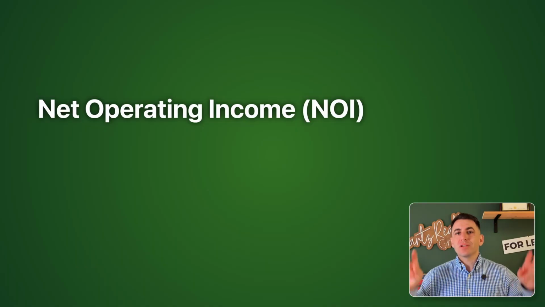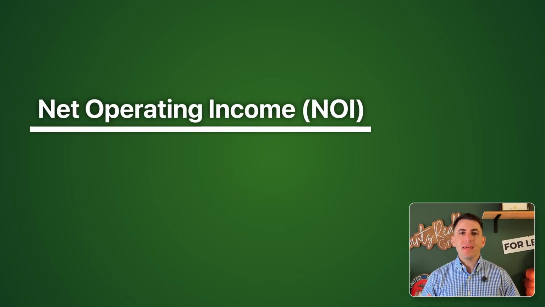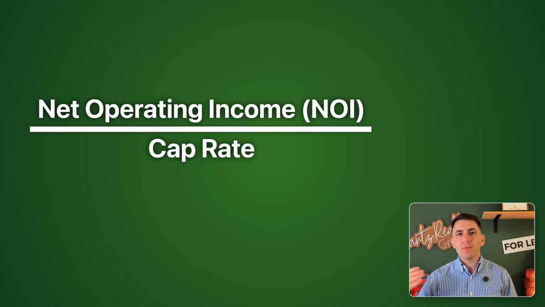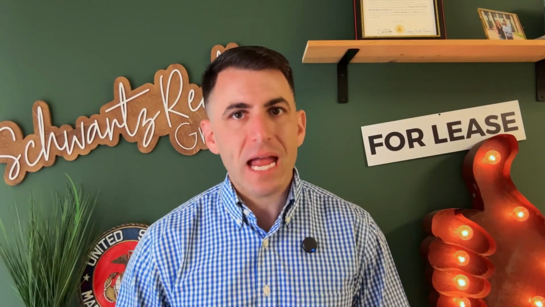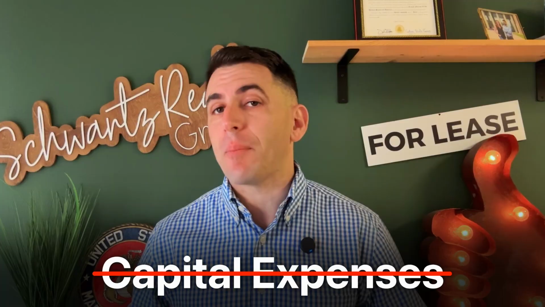So here's the formula. You take the net operating income, also known as NOI, and you divide it by the cap rate. And of course, the cap rate is set by the market and the asset class, and that gives you a property's value. Now, here's what I really need you to understand about NOI. Net operating income does not include your mortgage payment. And here's the one that trips everyone up. It also does not include capital expenses.